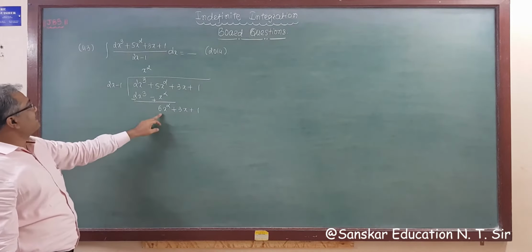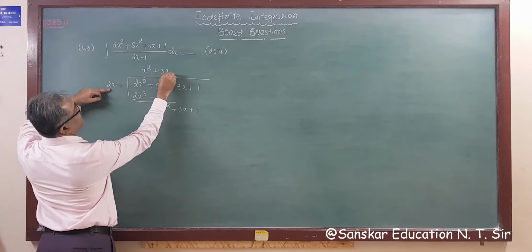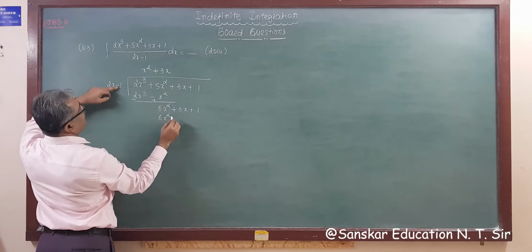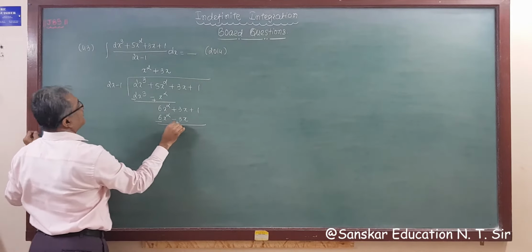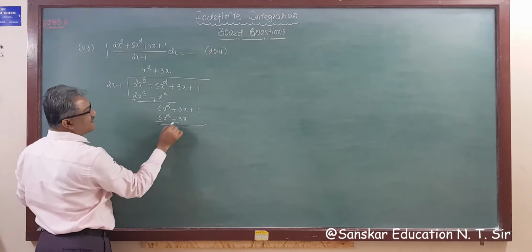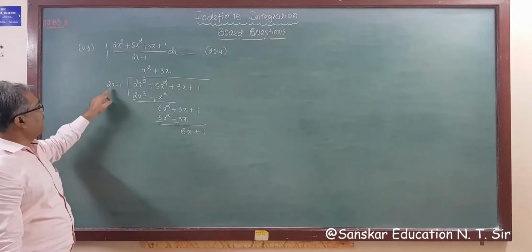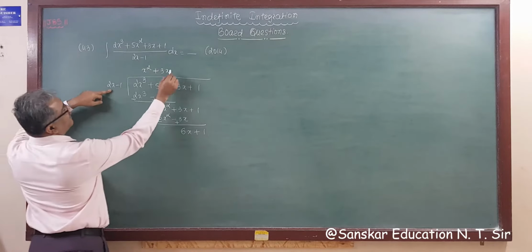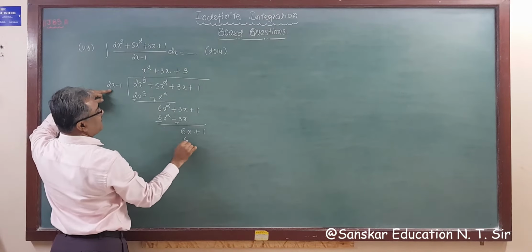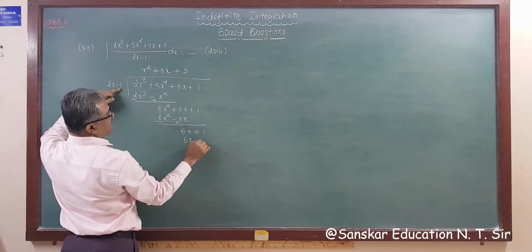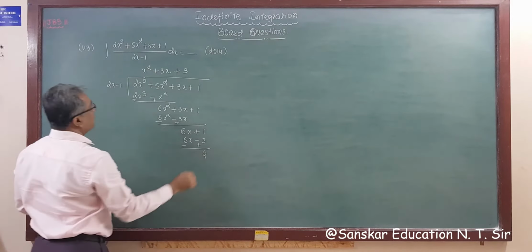Now for 6x square, what do we need here? 3x. So plus 3x gives 6x square minus 3x; subtracting, this is 0 and we get 6x plus 1. If we multiply by 3, what do we get? 3 into 2x is 6x, minus 1 gives minus 3. Subtracting, the remainder is 4.